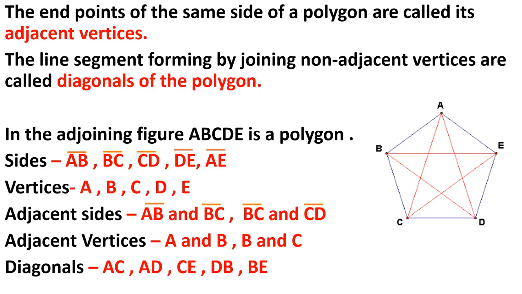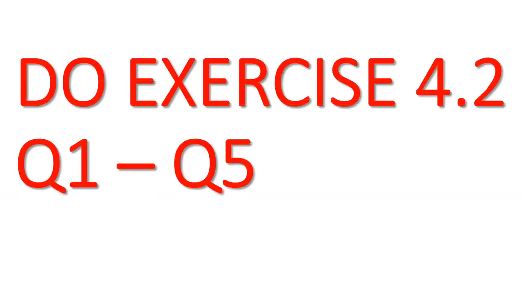Understood? See one more example. BC is adjacent to CD also. How? Because BC and CD have C as a common end point. BC and CD are two sides of this polygon, and C is the common end point. So BC and CD are the adjacent sides.